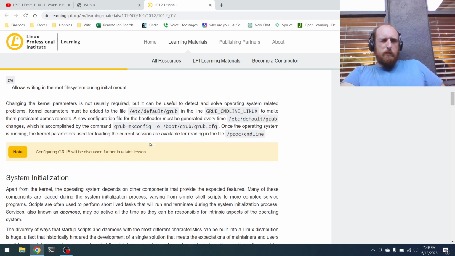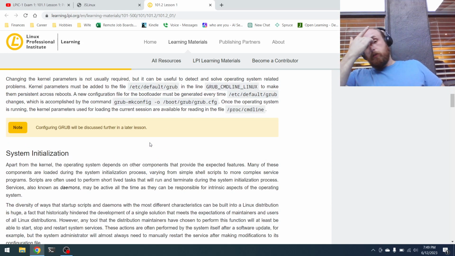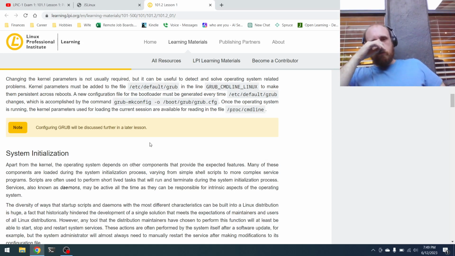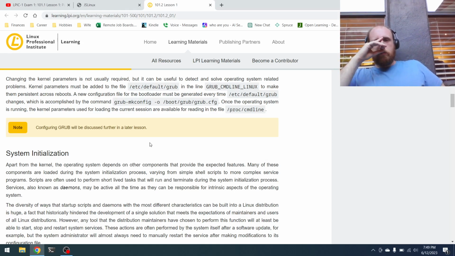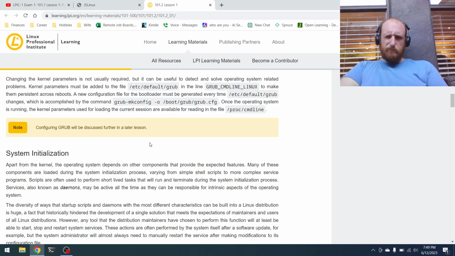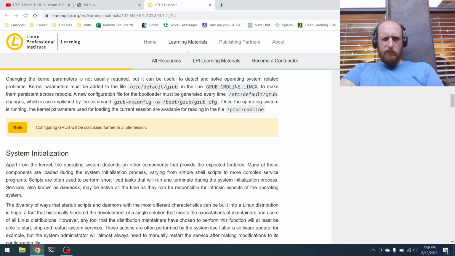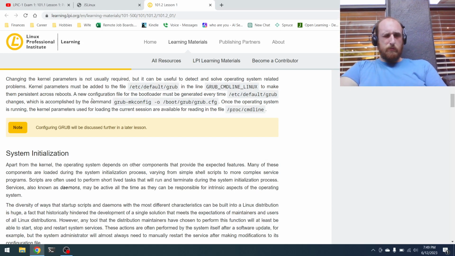Changing the kernel parameters is not usually required, but it can be useful to detect and solve operating system related problems. Kernel parameters must be added to the file /etc/default/grub, in the line GRUB_CMDLINE_LINUX, to make them persistent across reboots.